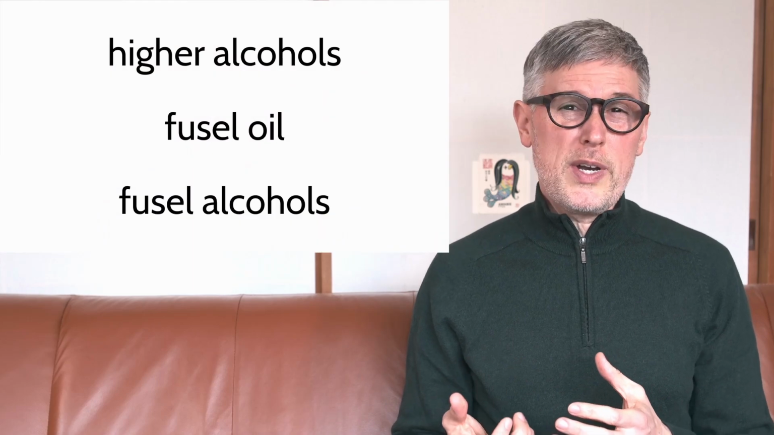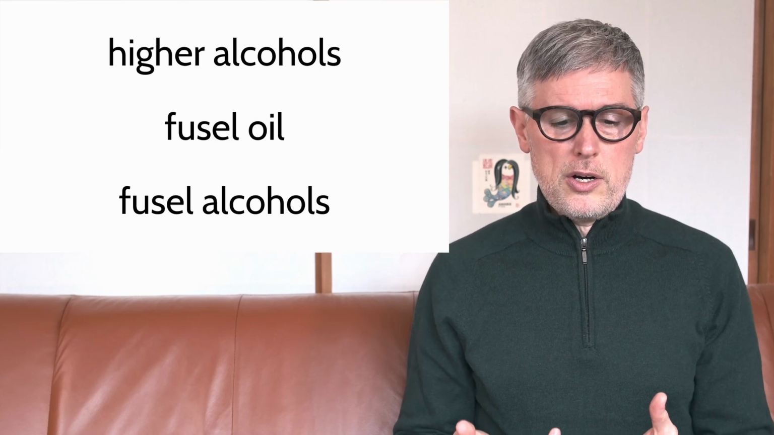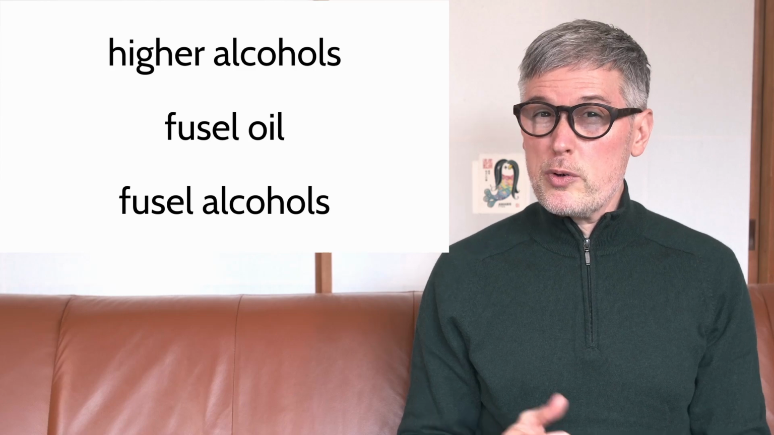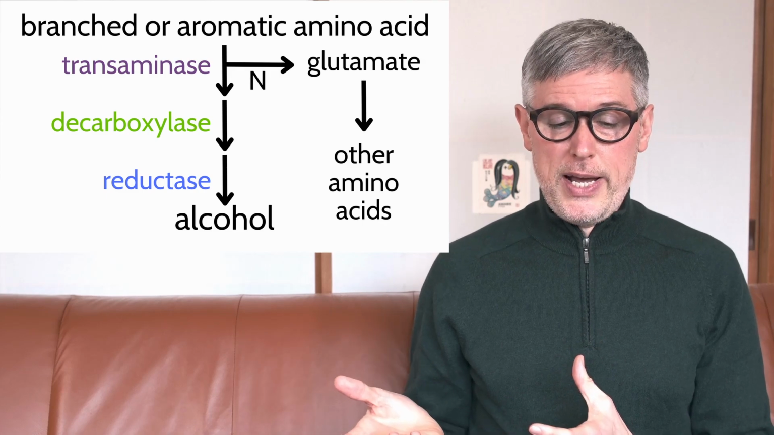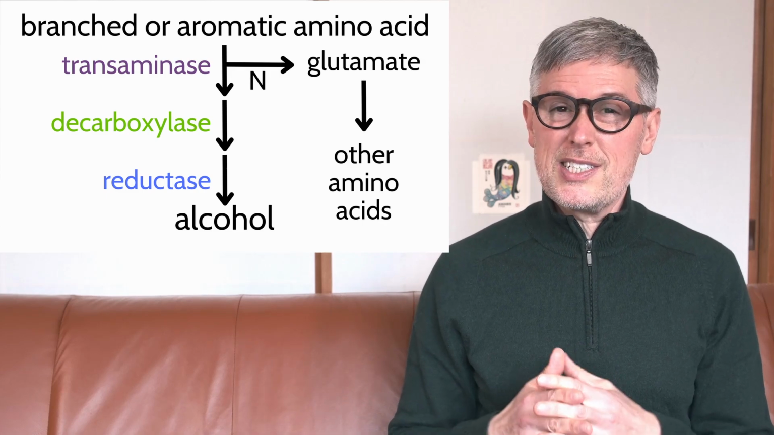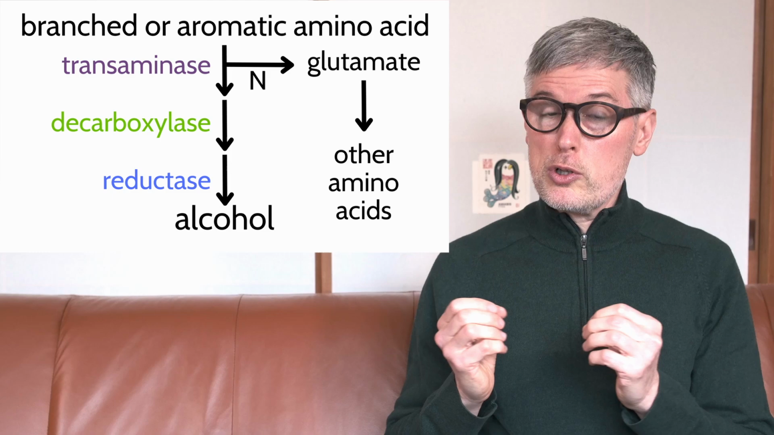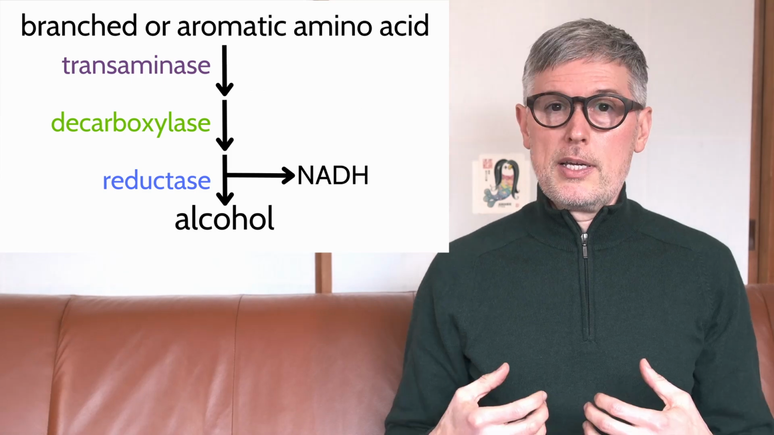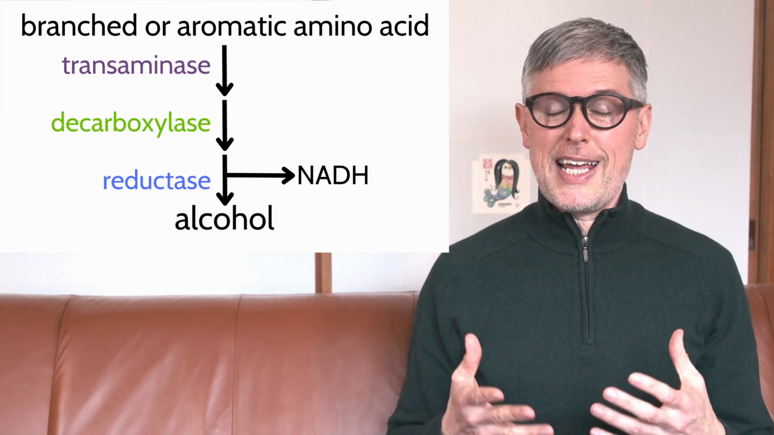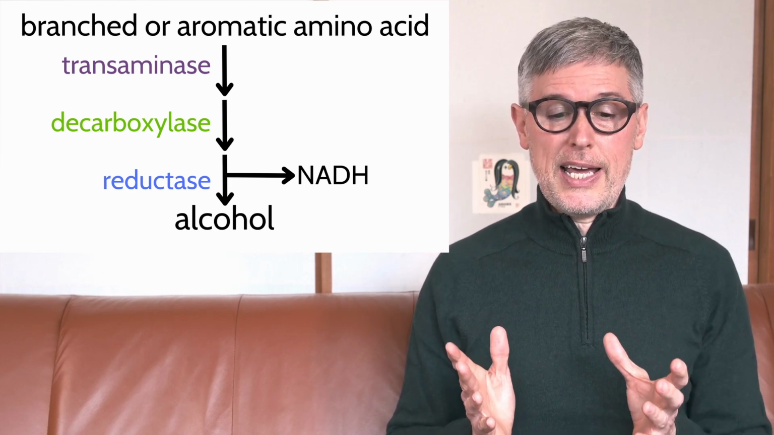Out of all the compounds that come from amino acids, those known as the higher alcohols, fusel oil or fusel alcohols, are the most important for a number of reasons, both good and bad. Yeast converts branched chain and aromatic amino acids to fusel alcohols by what's known as the Ehrlich pathway. In the process, the yeast gets nitrogen to form glutamate, which is a central compound from which other amino acids are synthesized. In this process, yeast also creates NADH, which is a cofactor used in other metabolic processes and energy-producing pathways.